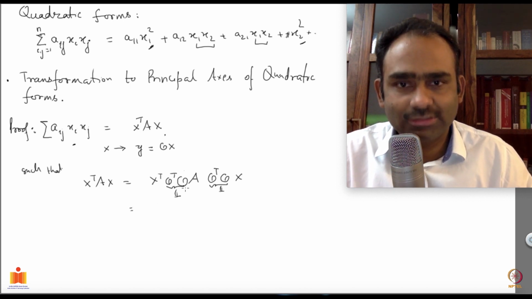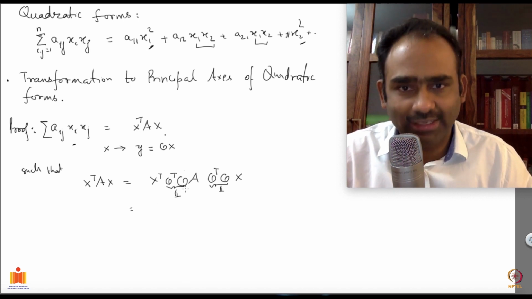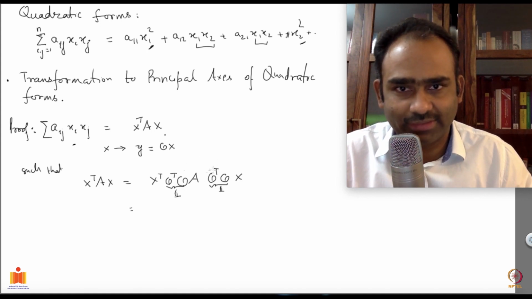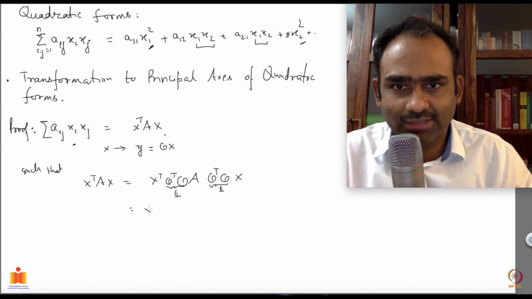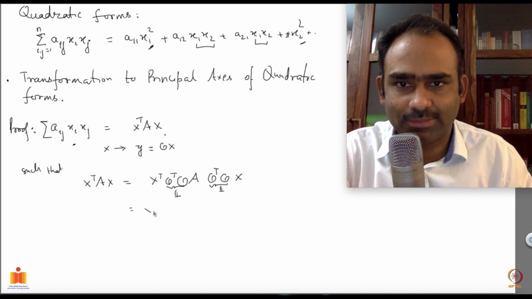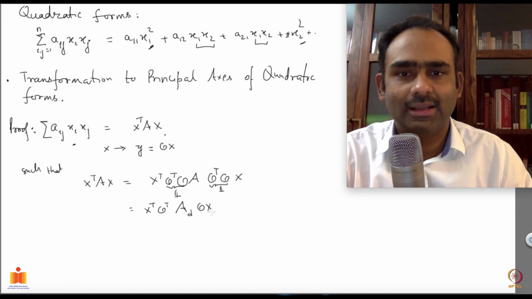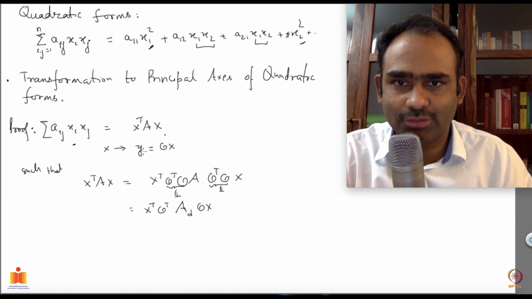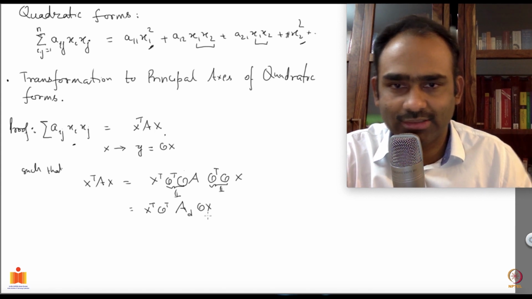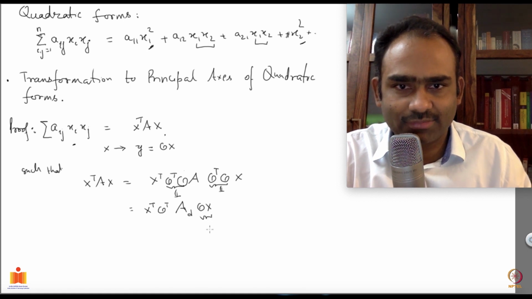Now this O is 1, I have chosen that O which diagonalizes this matrix A. So what I am left with is x, let me do it in 2 steps. O transpose, and then you have A diagonal, the diagonal matrix corresponding to A, and then you have Ox. I've already defined this to be Y. I should have written a capital Y here. So anyway, this is Y transpose A diagonal Y.